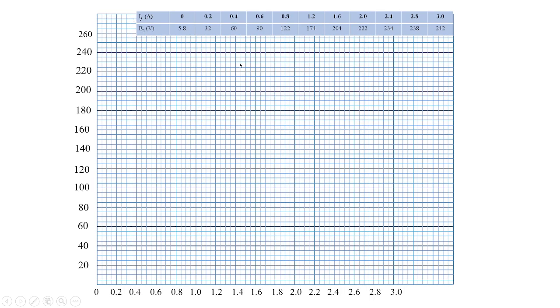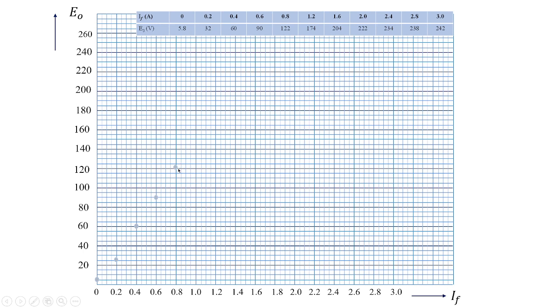Here you can see I have drawn a graph. I have represented the values on the x-axis and y-axis based upon the tabular column given. E naught is on the y-axis and I_F on the x-axis, and we need to plot. For 0 it is 5.8. So 20 is over here, so this point would be 10, and 5.8 will be approximately this line above. Roughly you can see I have drawn 0, 5.8 over here. For 0.2 it is 32, so roughly we have taken the value as 30. For 0.4 it is 60. For 0.6 it is 90. For 0.8 it is 122, so here we have 120, and above this will be 125.